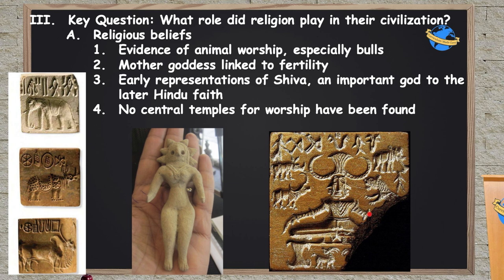We also start to see early hints of a Shiva-like figure. Shiva, you may be aware of, is an important god to the later Hindu faith. So this isn't Hinduism. This is kind of a proto or pre-Hinduism, and we see the later Hindu faith taking from the religious ideas of this earlier Indus Valley culture and then incorporating it into the faith of Hinduism. This idea of taking the ideas of older religions and incorporating them into a new religion is something we're going to see a lot in this class. It's one of those trends that are going to keep repeating.